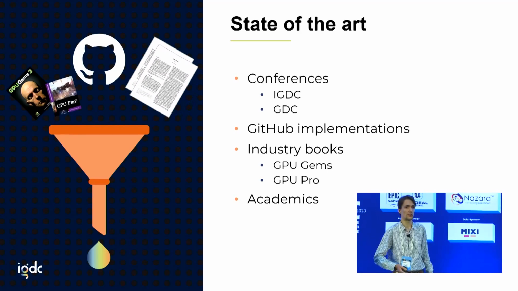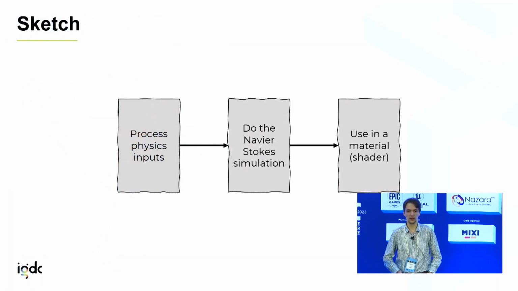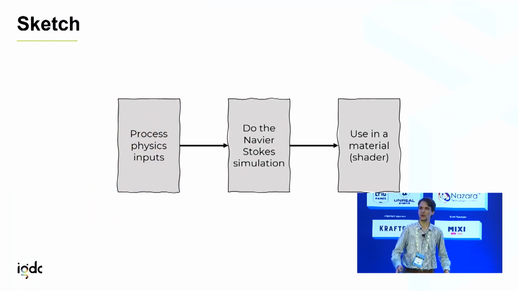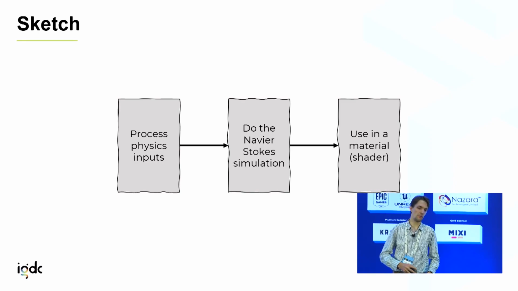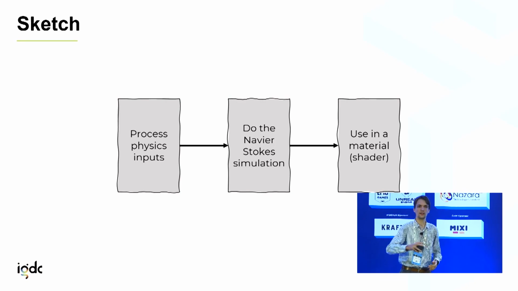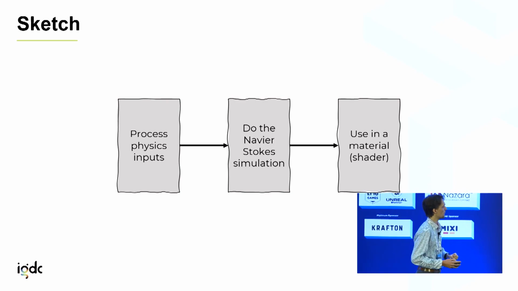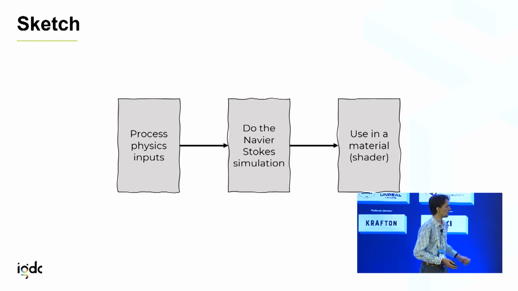And for fluid simulation, in that case, Navier-Stokes seems to be a good direction to follow. So at that point, I think we're ready to start with some early implementation. And for that, I like to do a sketch. Take a piece of paper, a little pen, and I start to draw something. In that case, we have processing the physics input, that's the input to our system, doing the Navier-Stokes simulation, and finally using that in a shader or a material in Unreal terms.